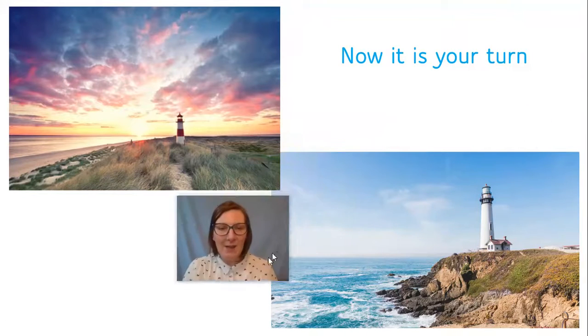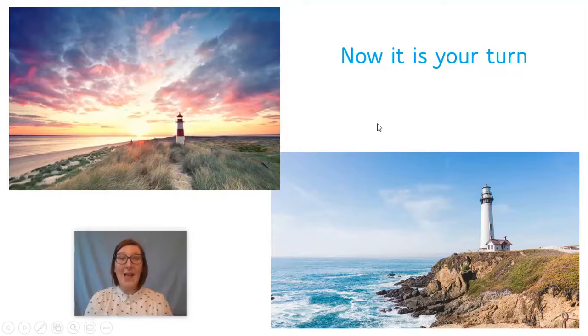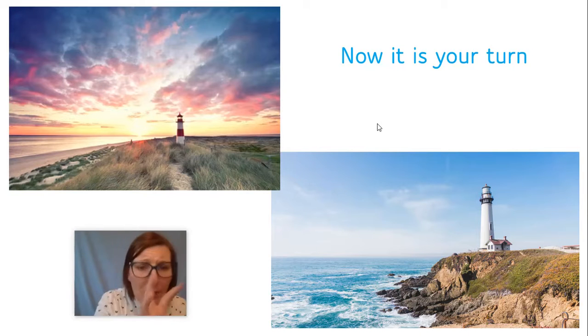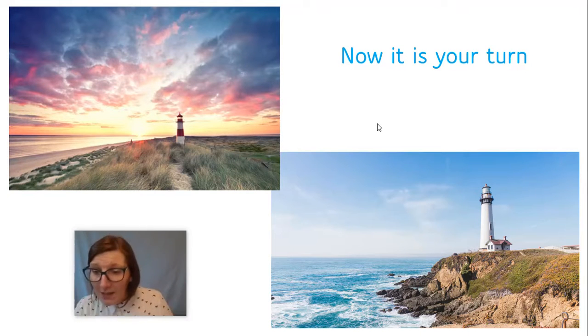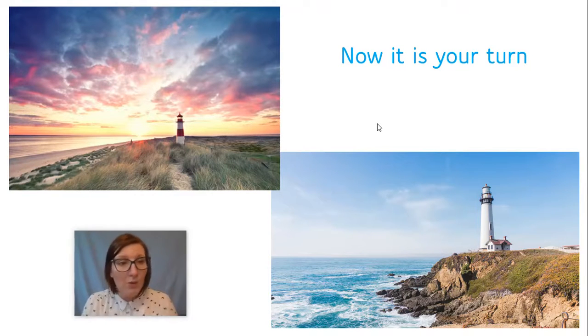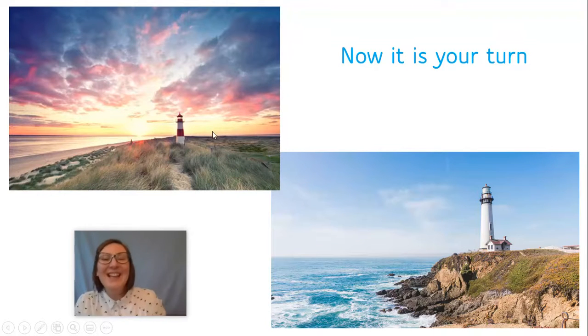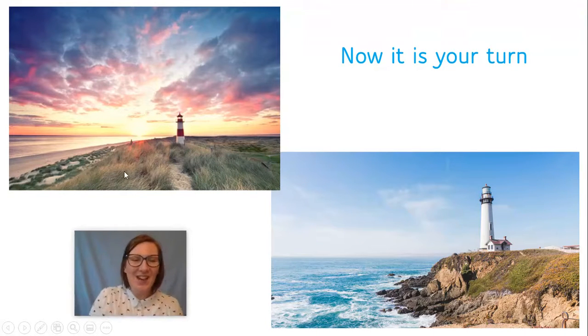Now, guys, I'm going to put myself down here in the space. It's your turn to create some noun phrases about these two beautiful pictures of lighthouses. What will you think of? Use your eyes to be a detective and really look at what you can see in the picture. What can you choose there? This one has got a beautiful sunset again. You know I love the sunsets and sunrises.